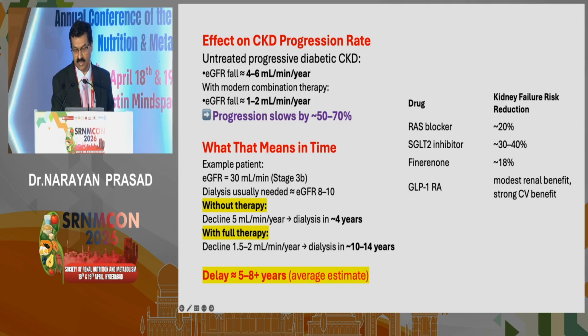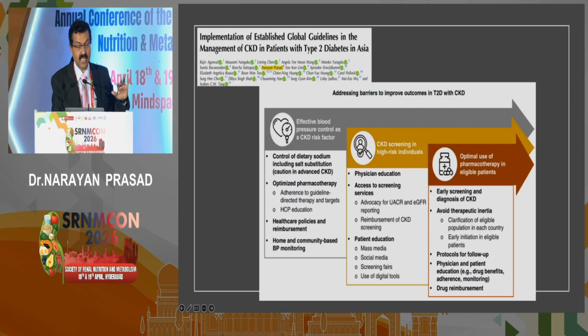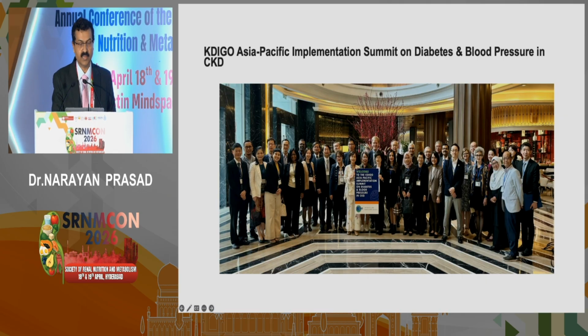Social determinants of health is another important thing that we do not take into account while taking the history. I already talked about economic stability, education, food, community and social context, that we should also take into account. Implementation of the established clinical guidelines is always poor in the South Asia region. So, this was one paper which we and Dr. Rajiv Agrawal, who was one of the pioneers in the GLP-1 and finerenone study, have written. We have defined several reasons why we are not able to implement these guidelines in South Asia. There was a similar KDIGO Asia Pacific Implementation Summit on diabetes and blood pressure in CKD. I was one of the members. Again, we have emphasized there are several barriers in our regions.